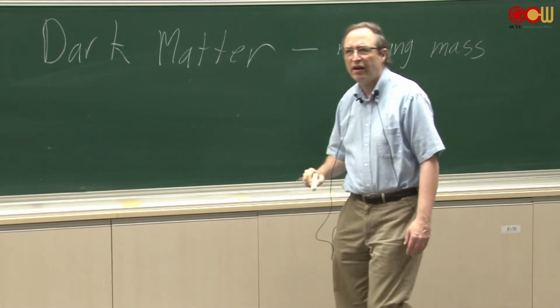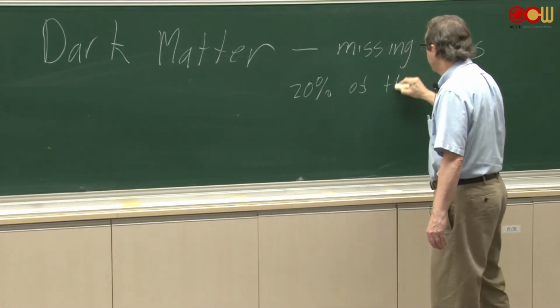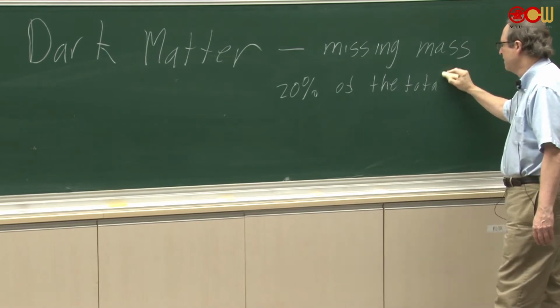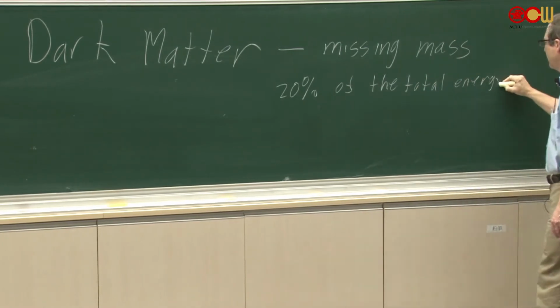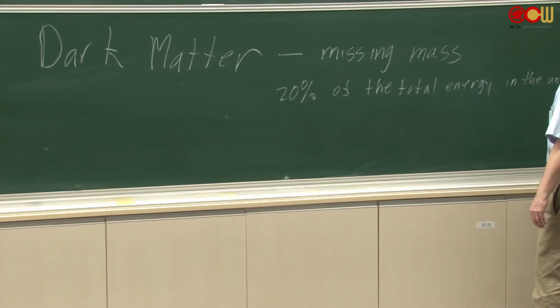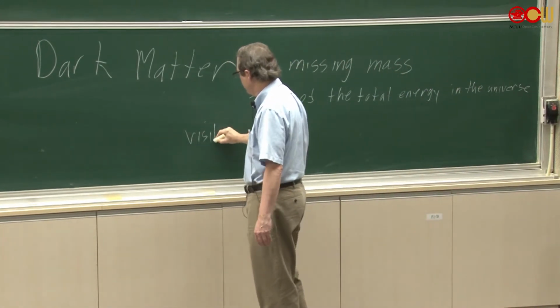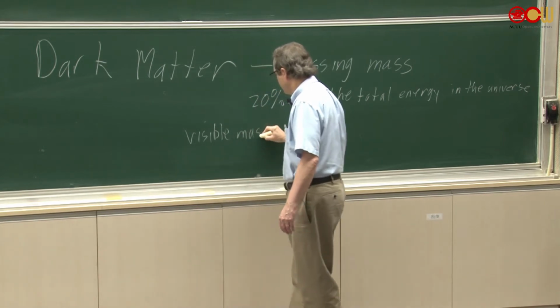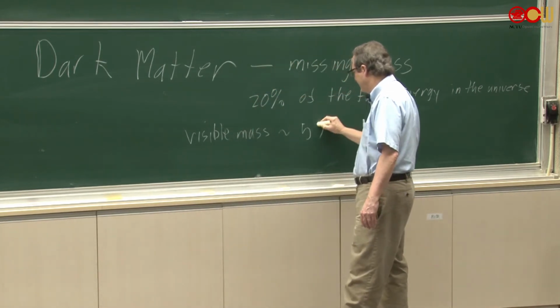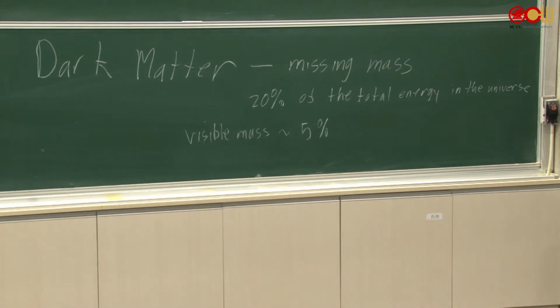It accounts for roughly 20% of the total energy in the universe. All right, visible mass is only about 5%. So most of the mass in the universe is not seen, and we have no idea what it is. Absolutely none.